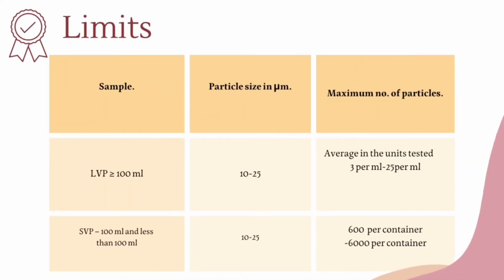Limits. For a large volume parenteral, greater than or equal to 100 milliliters, and particle size 10 to 25 micrometers, the maximum number of particles is 3 to 25 in 1 milliliter. For a small volume parenteral, less than 100 milliliters, and particle size 10 to 25 micrometers, the maximum number is 600 to 6000 in the container.